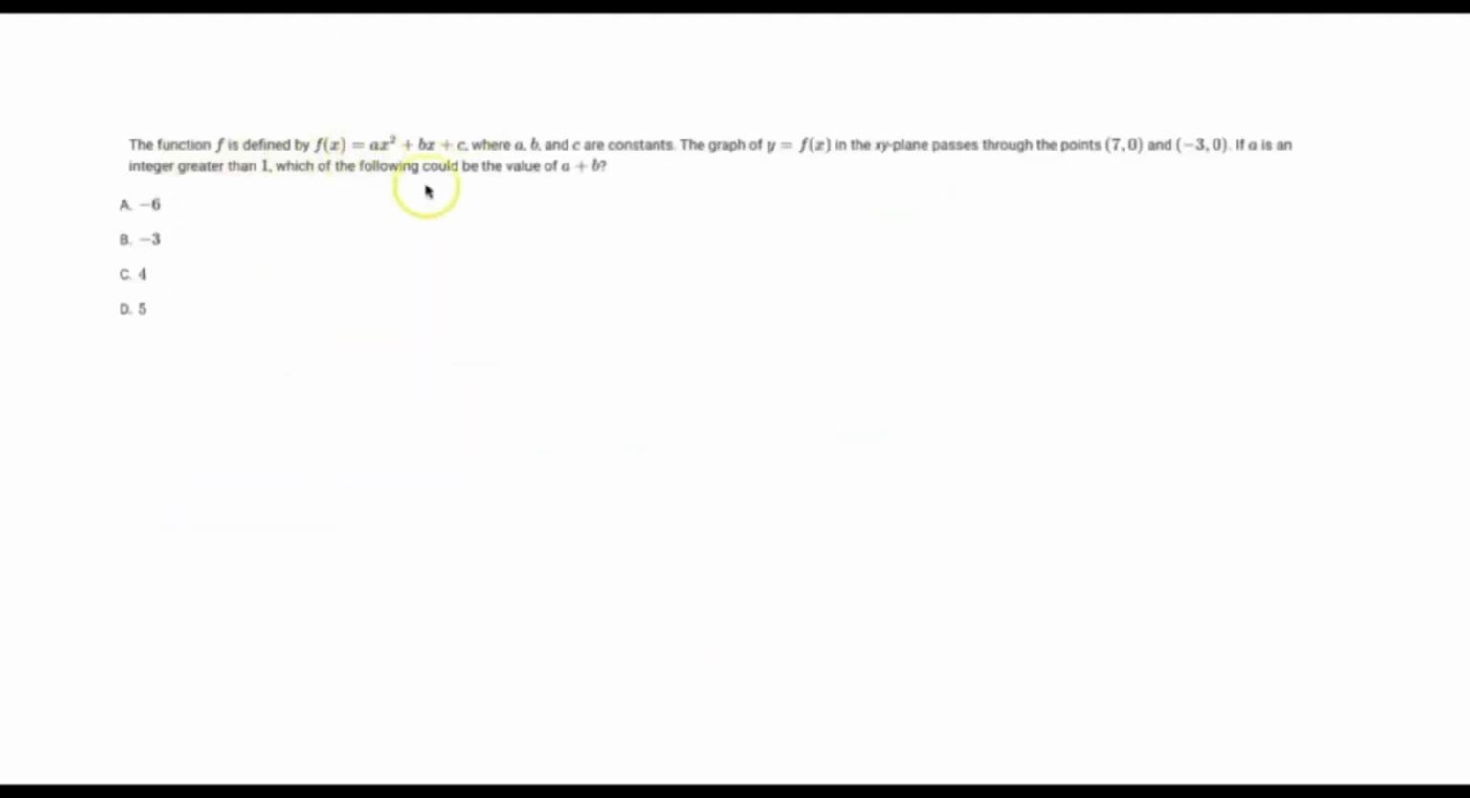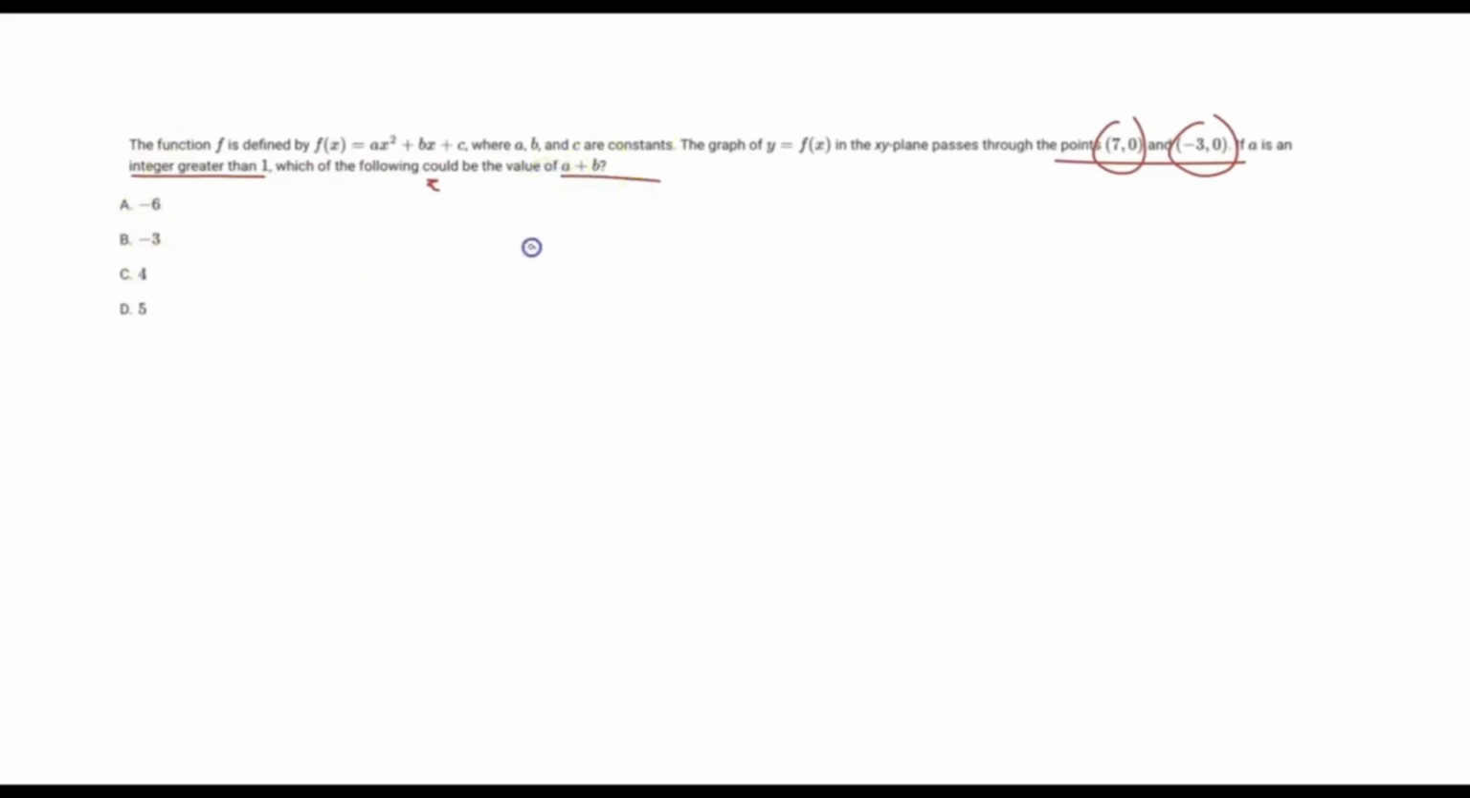Function f is defined by the standard form of a quadratic. A, B, C are constants. When its graph is drawn, it passes through these points. So these 2 points, 7, 0, and negative 3, 0, these are the x-intercepts. It says if a is an integer greater than 1, which of the following could be? So could means that there are multiple possible values, but just based on our selections here with our choices, which one could be a value of a plus b?